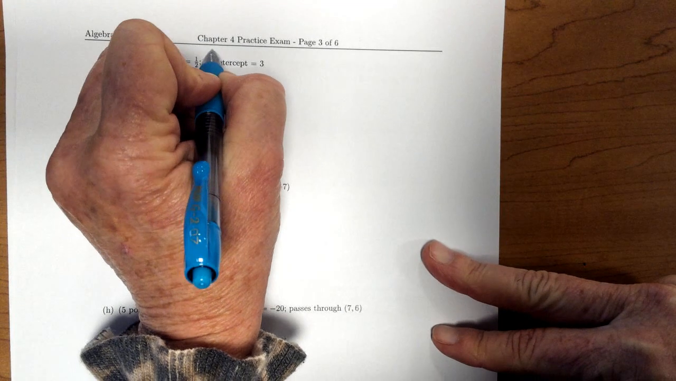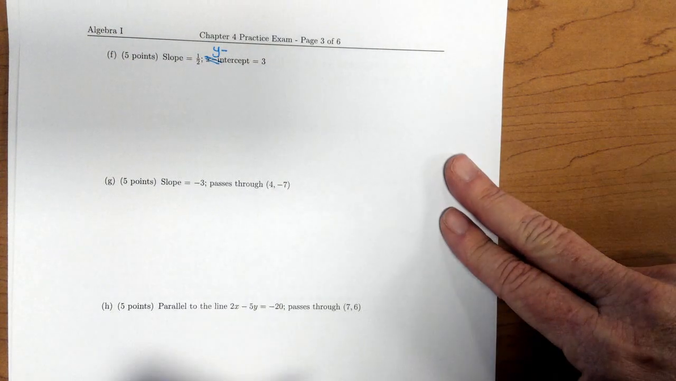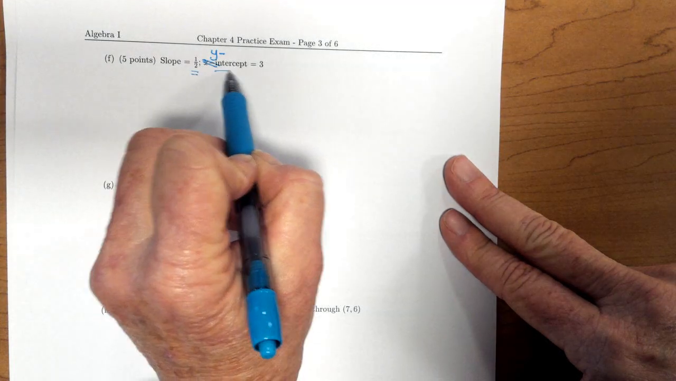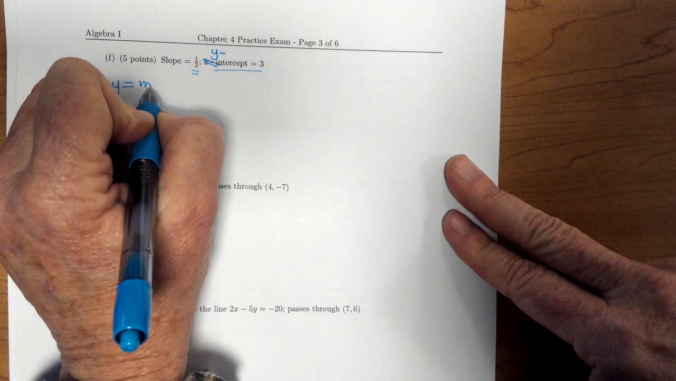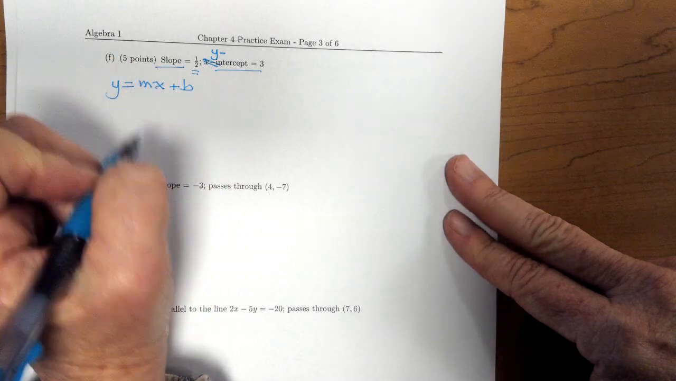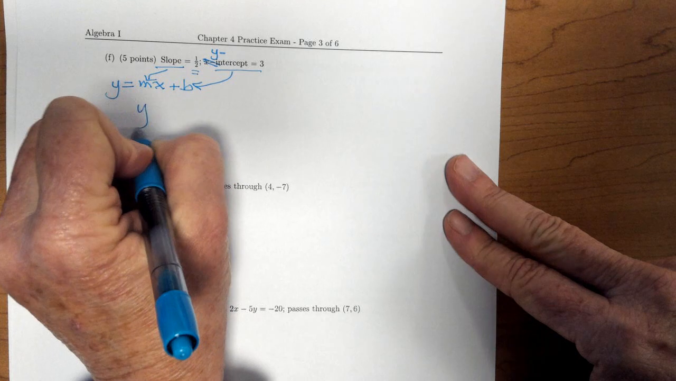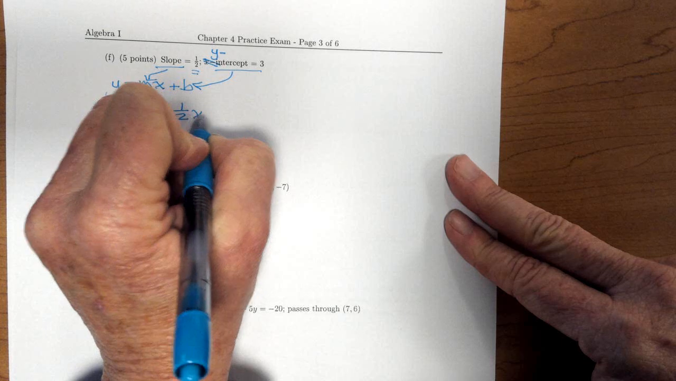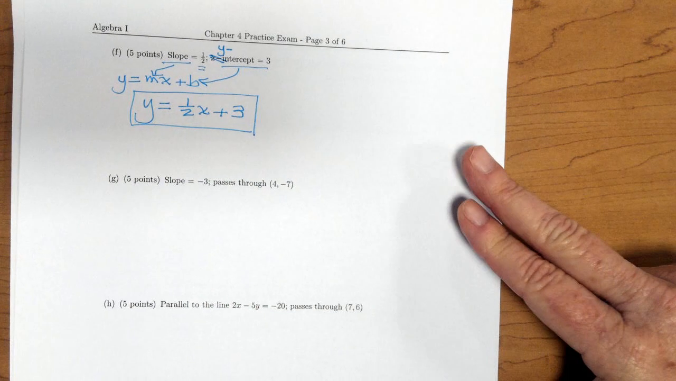This is the y-intercept, not the x-intercept. It's the y. So we're going to write an equation of the line, given that the slope is 1/2 and the y-intercept is 3. So I want you to just remember that I'm looking at y is equal to mx plus b. And what am I given in this problem? I'm actually given the m, and I'm given the b. Therefore, I can easily write y is equal to 1/2 x plus 3. And that's it for F.